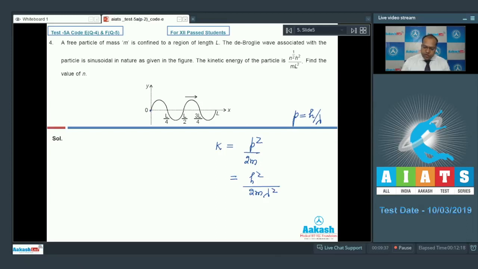Now if I see this sinusoidal wave, then the wavelength lambda is the minimum separation between 2 points which are in the same phase. So this separation is lambda, and this is equal to L by 2. So if I substitute lambda equal to L by 2, then it comes out to be 4h square divided by 2mL square. On further solving, it can be written as 2h square divided by mL square. So on comparison, the value of n comes out to be 4. So the correct answer for question number 4 is 4. Let's move to question number 5.